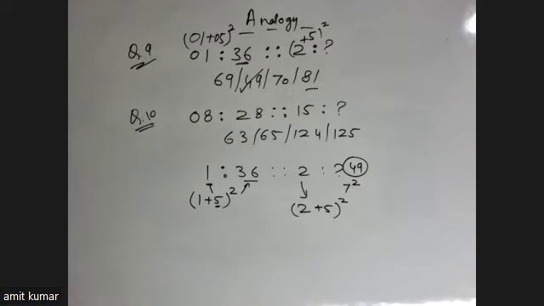8 is related to 28. Similarly, 15 will be related to what? This one is also a little bit tricky. Question number 10 is a tricky question, not too hard. 65. Very good. That could be the right answer.